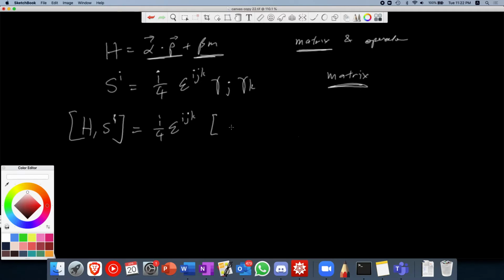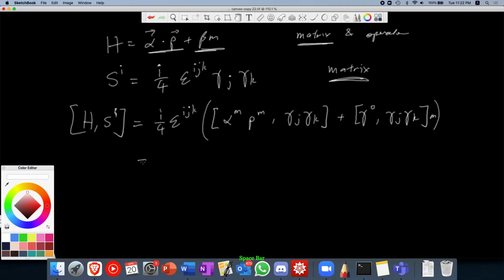So now we have alpha m p m. This is j k plus beta. What is beta? It's just gamma naught m, and then this is gamma j, gamma k, and there's a factor of m there. Okay, so let's go ahead. I over 4, we can write these down all day. So the first thing to evaluate here is this object.